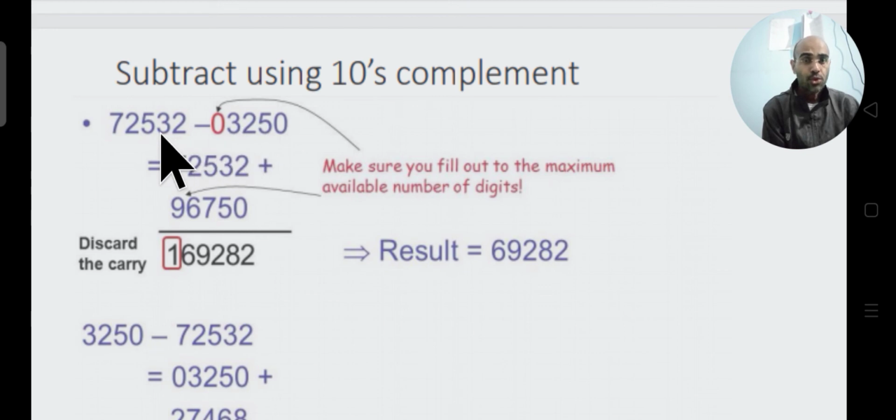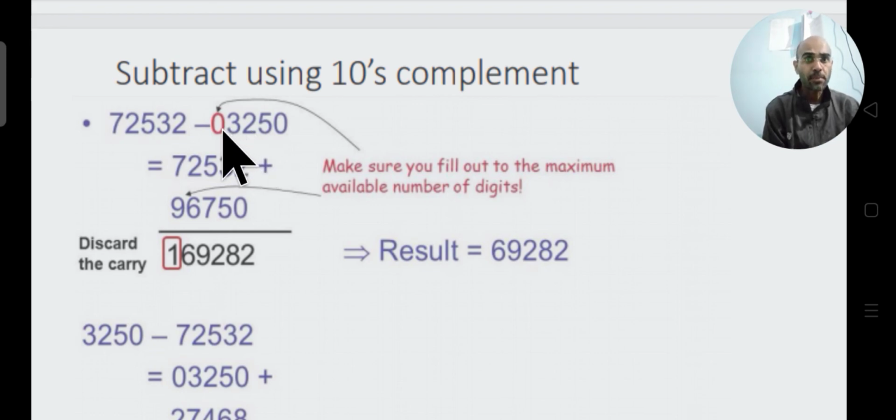Now the two numbers don't have an equal number of digits, so first we have to make the number of digits equal in the two numbers. So we put a 0 in front of 3250 to make the number of digits equal in both numbers. Now we take the R's complement of this number, which is the tens complement. To take the tens complement, it is very simple. We take the nines complement of the number and add 1 to it.